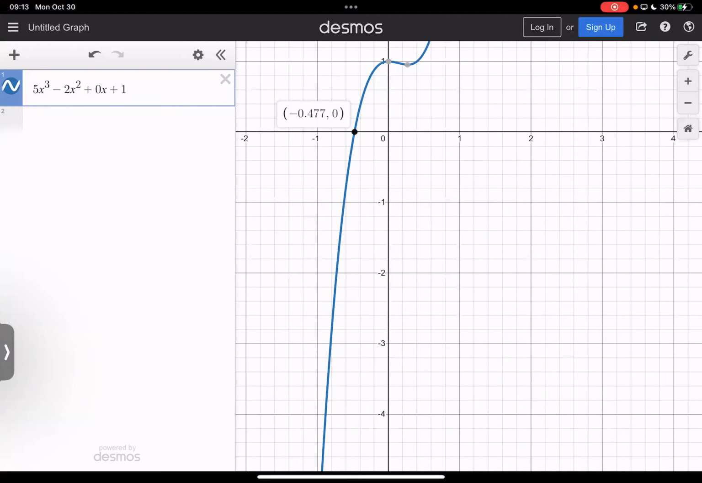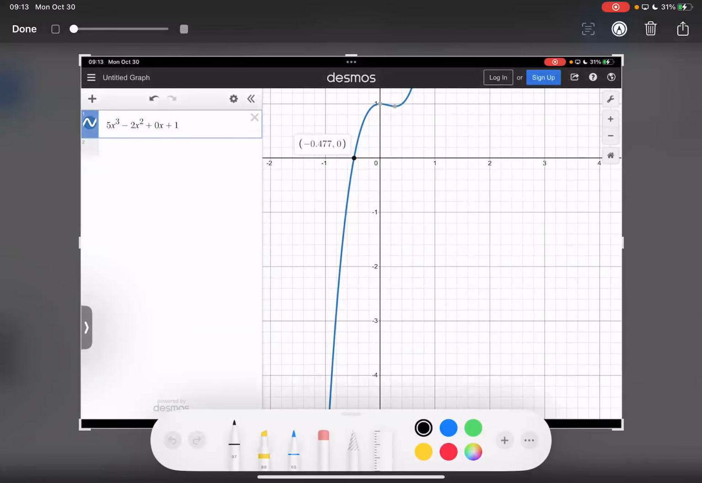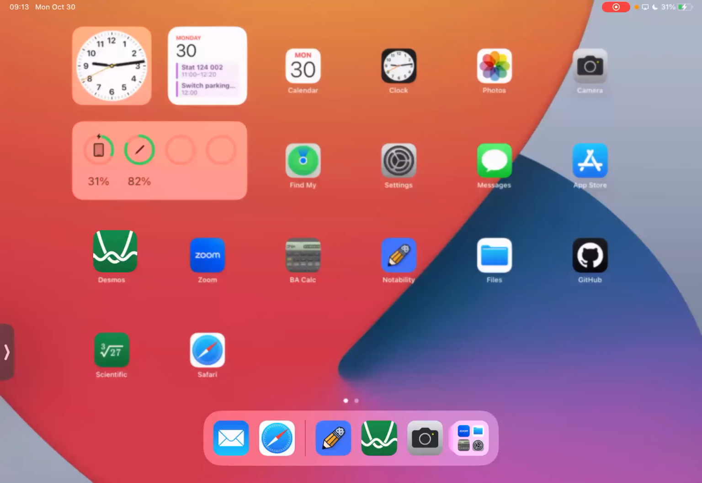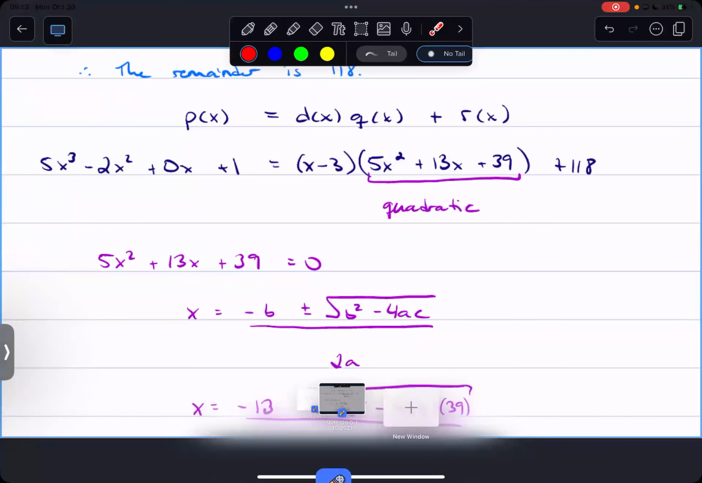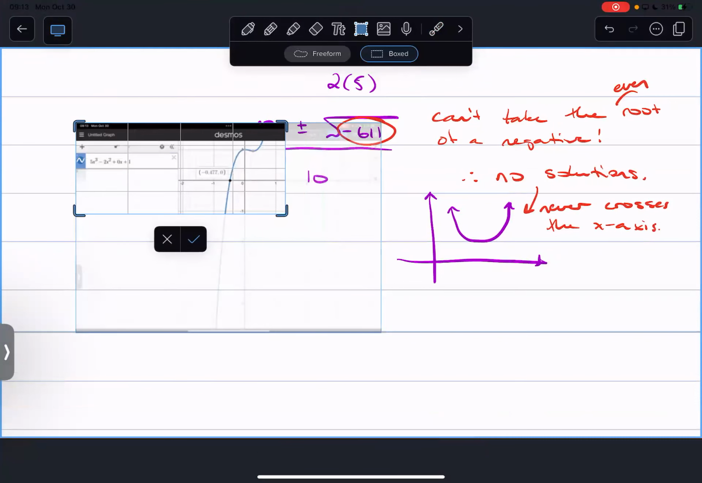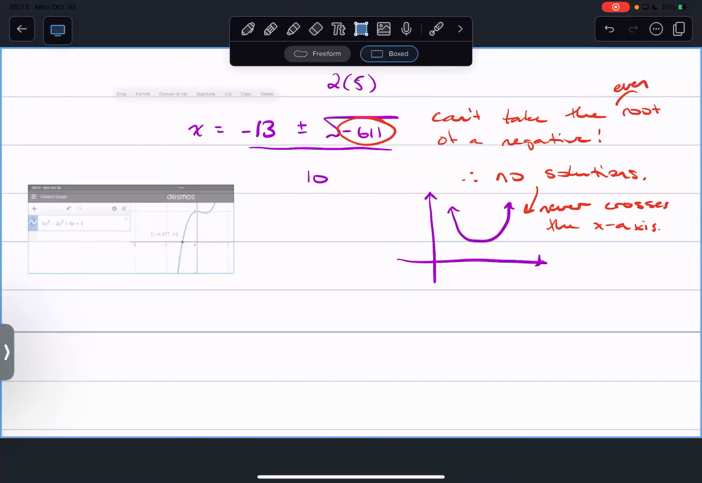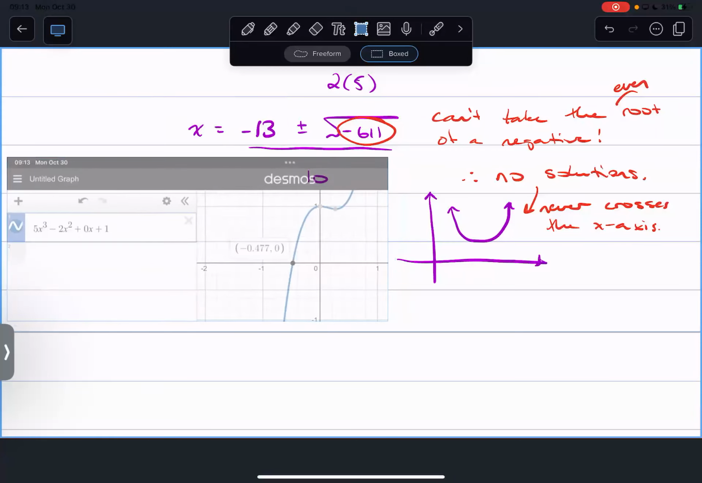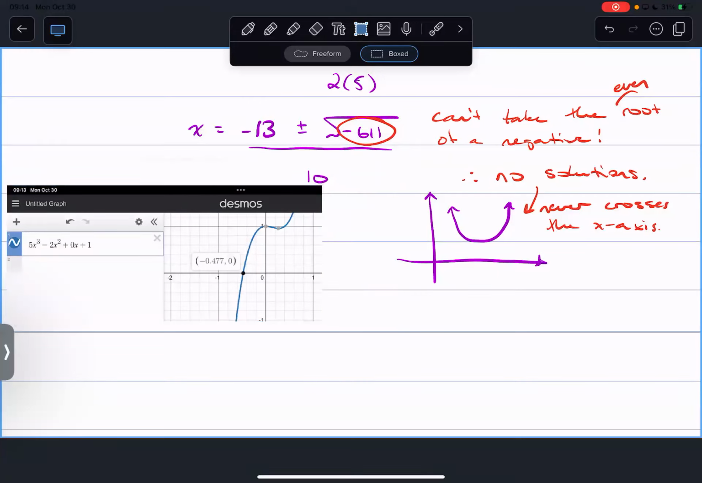That's not 3, is it? Why? That dang remainder, right? We have to account for the remainder, but we can tell that there's only going to be one horizontal intercept. And so let me screenshot this here. Cropped up. Like that.